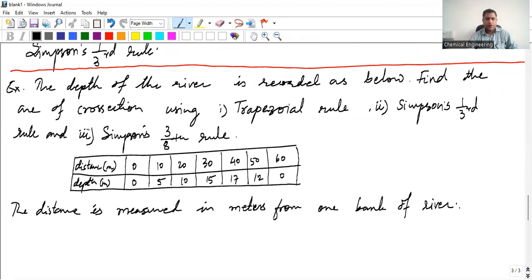So here we have to use all the rules together. We have to use the trapezoidal rule, Simpson's 1/3 rule, and also Simpson's 3/8 rule. First of all, we need to check whether our conditions are satisfied or not. So consider the given table.